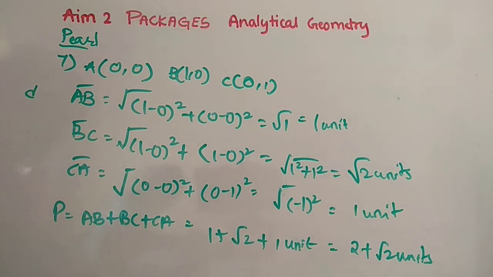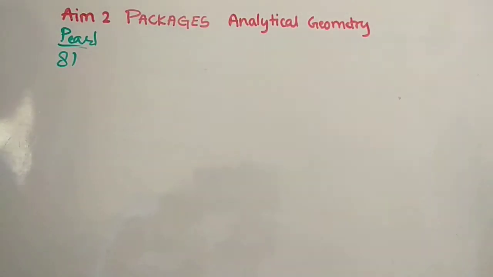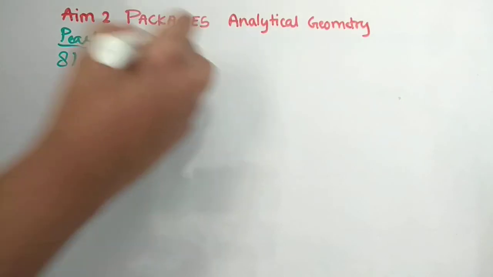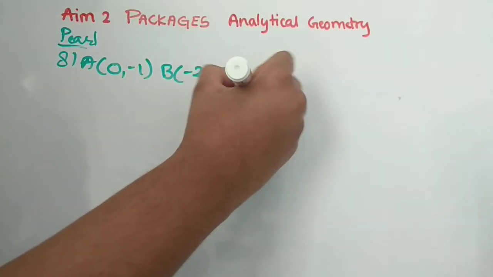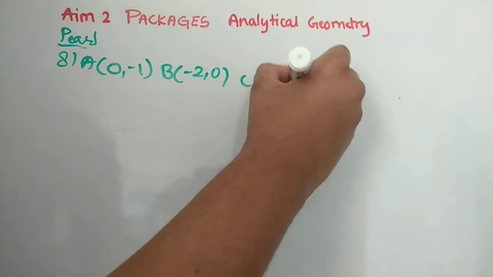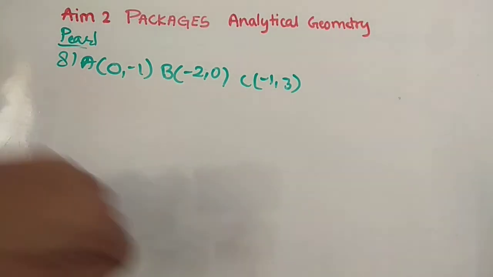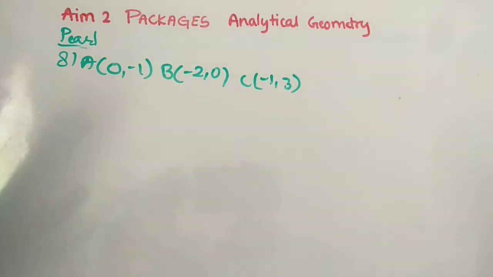Okay, now we will see the 8th question. They have given us 3 points. A is (0, -1), B is (-2, 0), and C is (-1, 3). So we have to find which triangle these points will form. We should not draw the graph for this, because for a right angle triangle it was easy to identify, we would get that right angle symbol. But here, we don't know which triangle it is. If it is not a right angle, we can't figure it out from the graph, so better we solve this one.